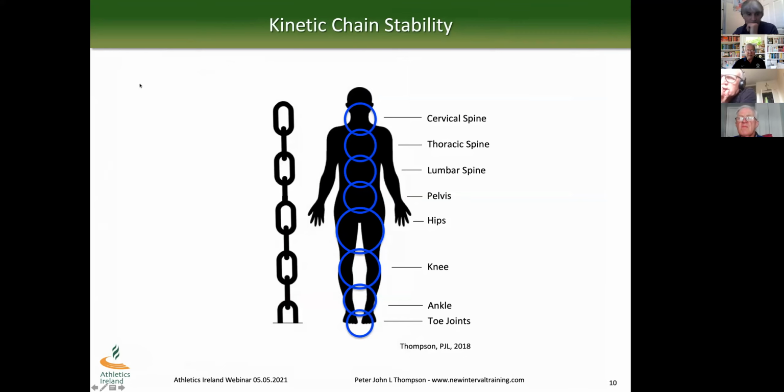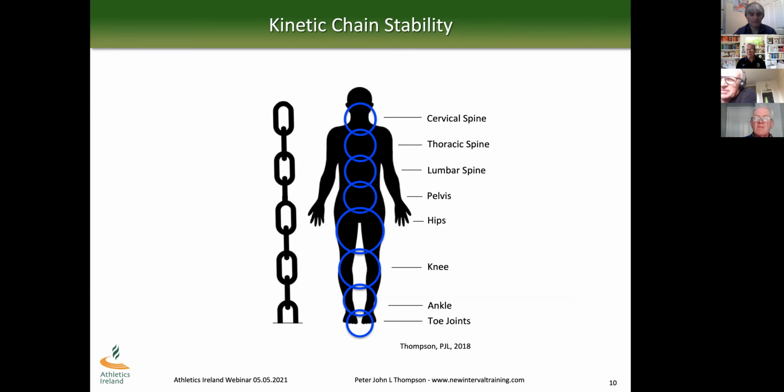So it's all about the kinetic chain. The kinetic chain has been defined as being all of the joints from the tip of the head to the final joint of the toes. That is the whole body kinetic chain.